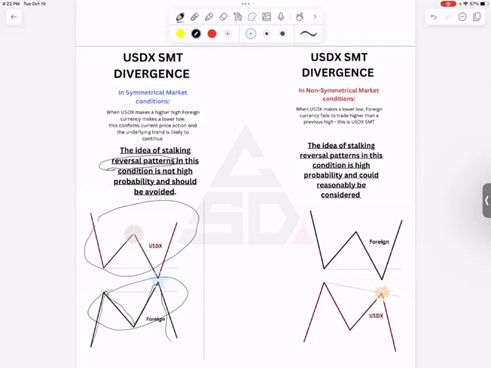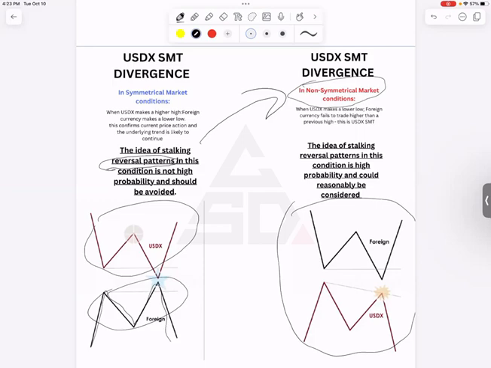So now let's move over to non-symmetrical. Non-symmetrical is where we get into the bread and butter of what SMT divergence is. Non-symmetrical is basically an understanding of taking advantage of when the DXY is not moving in tandem with it. So as you can read here, US dollar makes a lower low. Here's a diagram right here. As you can see, the foreign pair actually took out the low, while the dollar pair didn't. It made a failure swing.